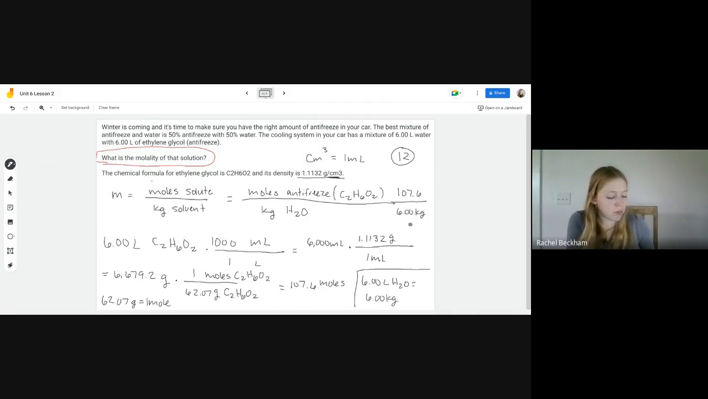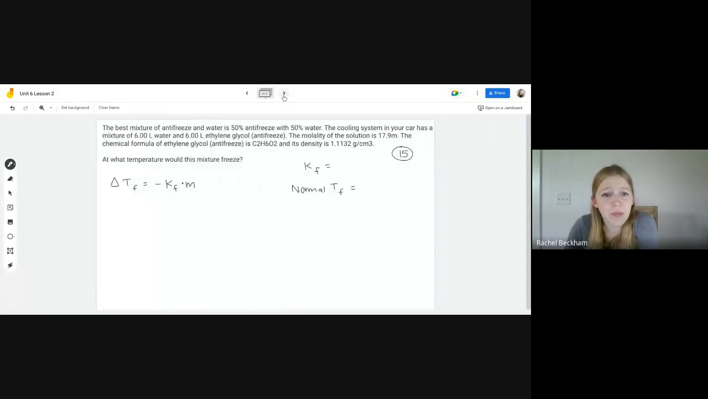So now we're doing 107.6 divided by 6. And when I do that, I get 17.9 as my answer. 17.9 lowercase m. So molality is moles divided by kilograms. They gave us a lot of conversion work to do. We had to go all the way from liters to moles for the top. And then the bottom was a little bit easier. It was just like a 1-to-1 thing. And so it kind of gave it to us already. And we just divided those two against one another.